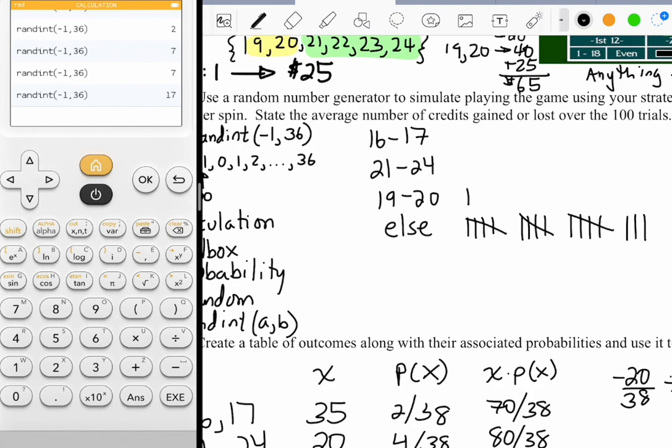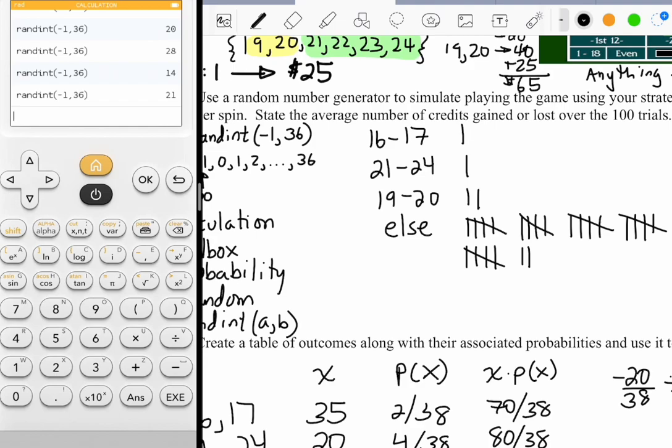17 is a win. 15, no good. 36, no good. 8 is my number. 13, 29, 9, all no good. 4, no good. 20, that's a win. 28, no good. 14, no good. 21 is a win.